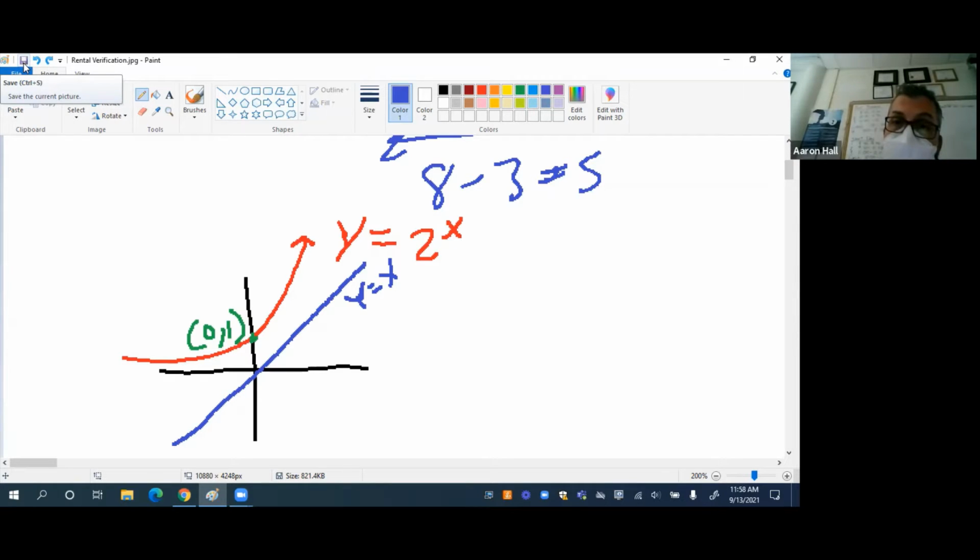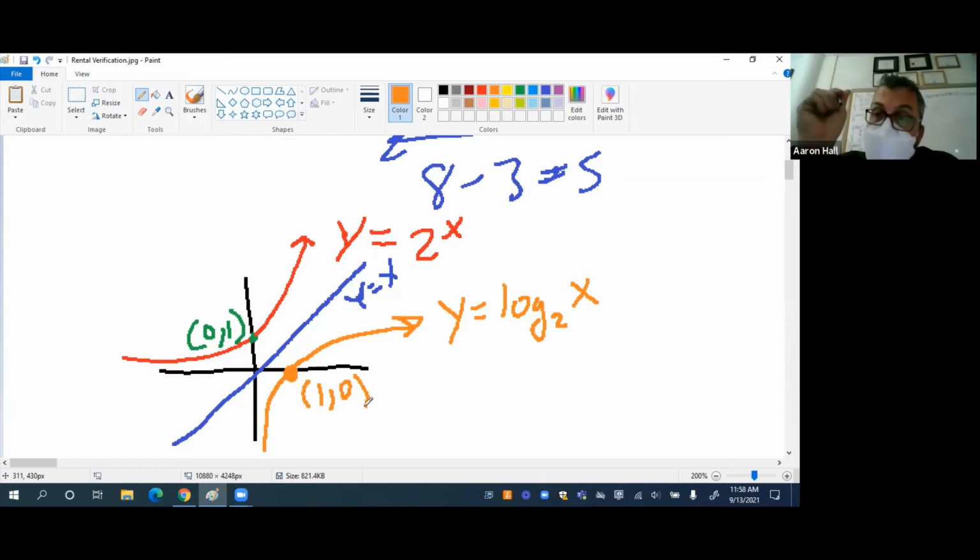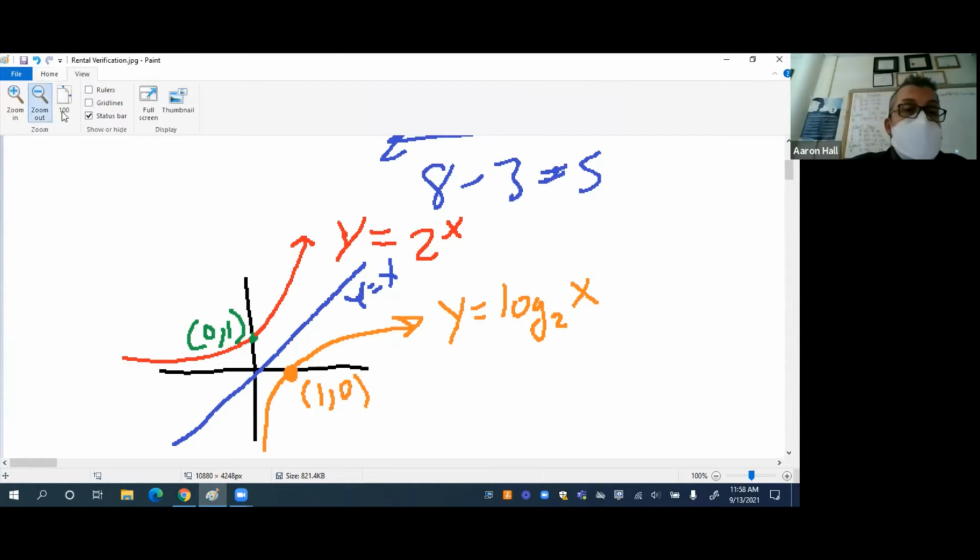I'll just use orange. This graph here, if it's a reflection across y equals x, has to be y equals what? How about log base 2 of x? So what's this point right here? It's 1, 0. For inverses, the x's become the y's and the y's become the x's. This is a really important idea when it comes to inverses.